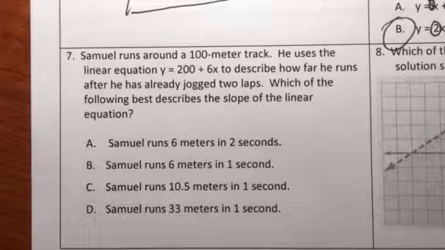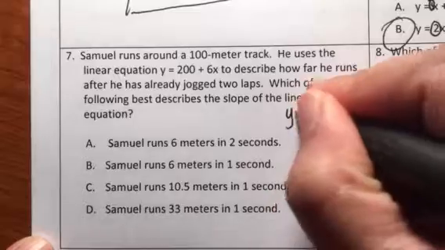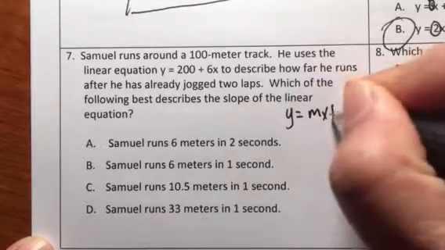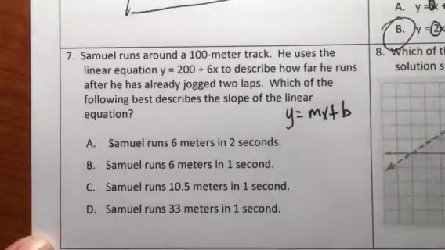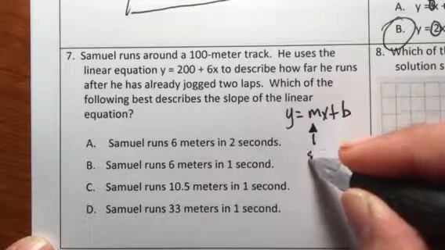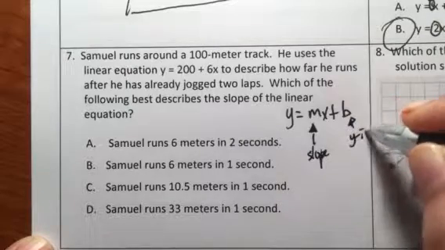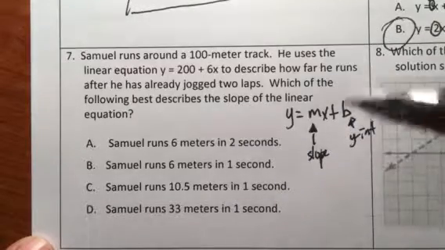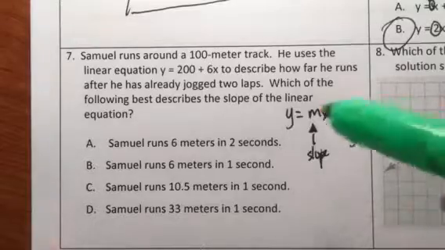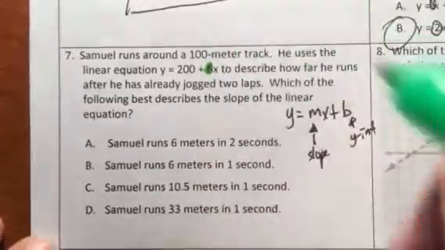Which of the following best describes the slope of the linear equation? So first things first. Remember, your linear equation is written in this form, where m is the slope and b is the y-intercept. So in this case, it's asking us to describe the slope. So the slope in this case is 6.